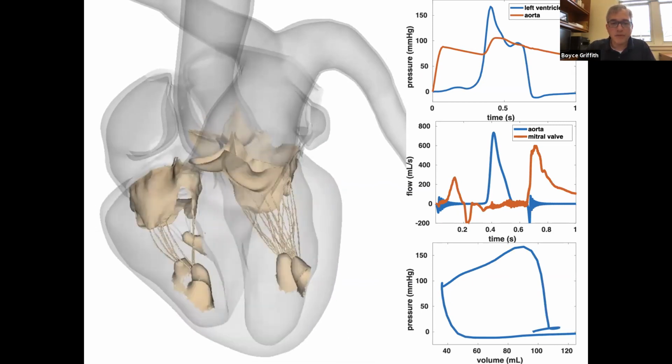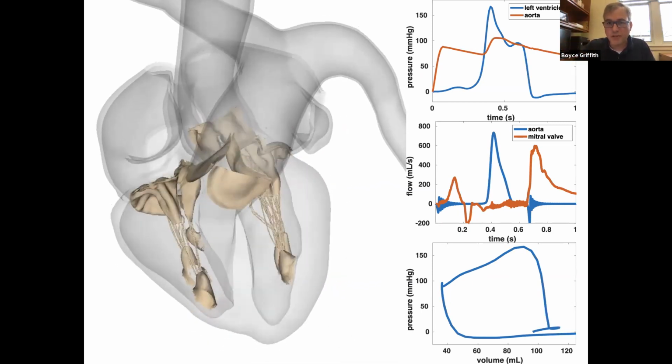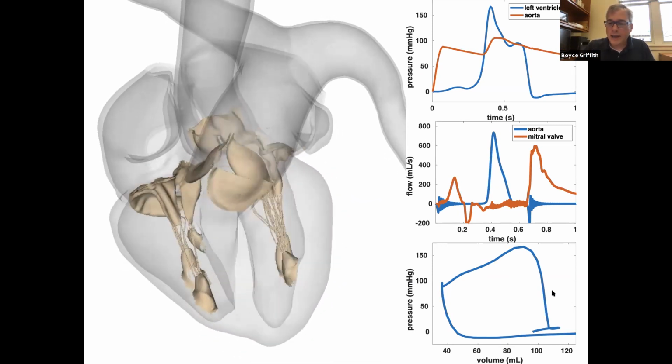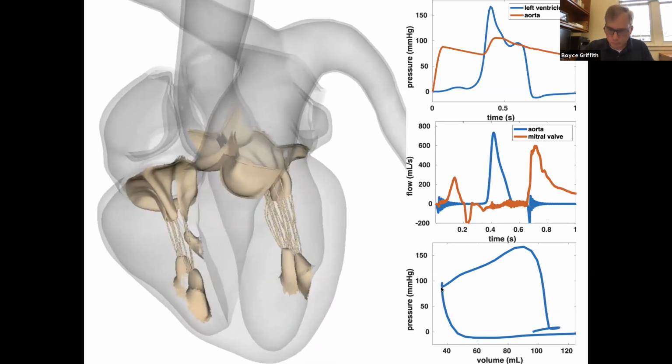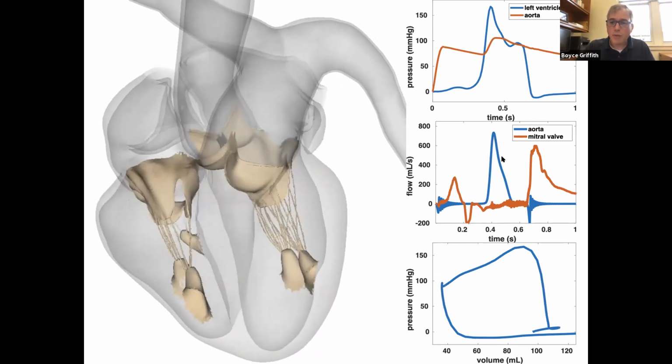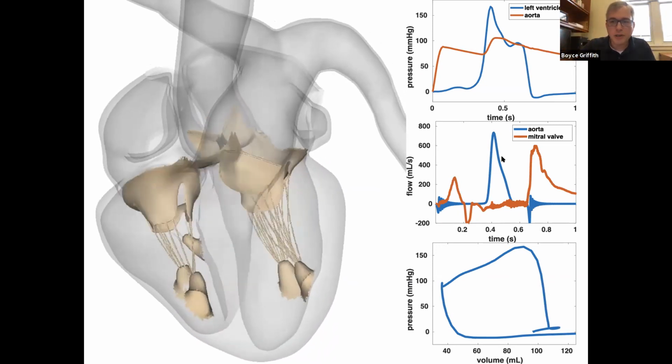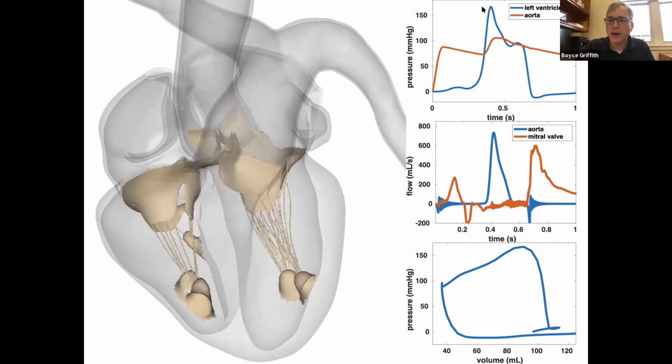And so these are examples of what this model does. So this is a full cycle. It automatically has isovolumetric contraction and isovolumetric relaxation. We're getting realistic cardiac output and ejection fractions. We are getting this big pressure spike in the left ventricle.